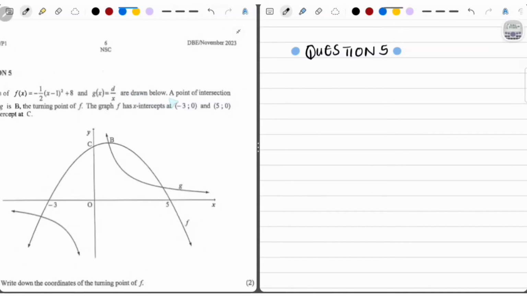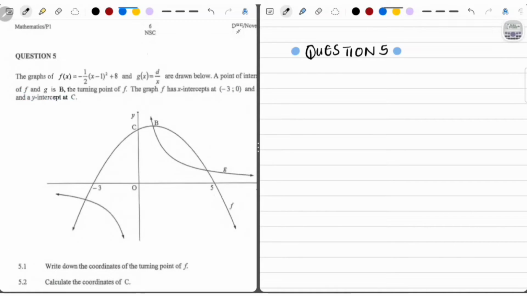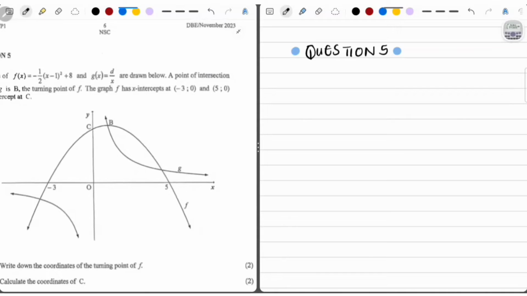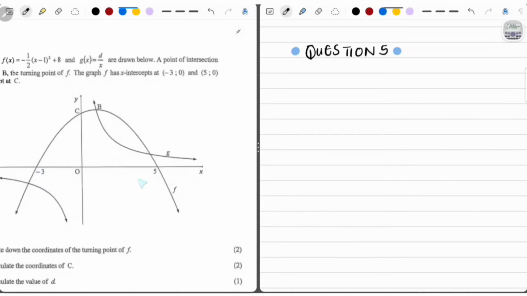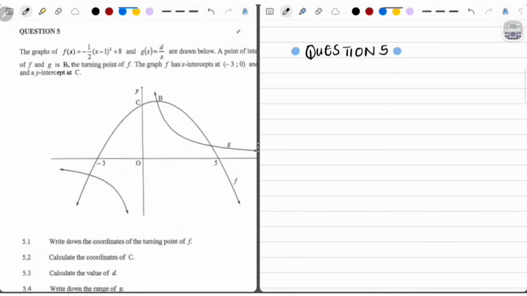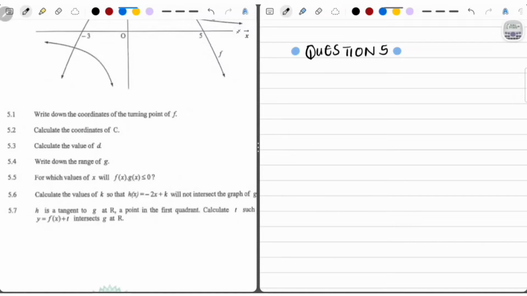And then we have, they are drawn below. A point of intersection of f and g is B. The turning point of f is also the turning point of f. The graph of f has intercepts at negative 3 and 0 and 5 and 0. So there we go. We have intercepts and a y-intercept at C. Remember, first questions are always very chilled. Don't panic. That last question, if it gives you too much of a headache, always just come back to it later. So 5.1 says this.